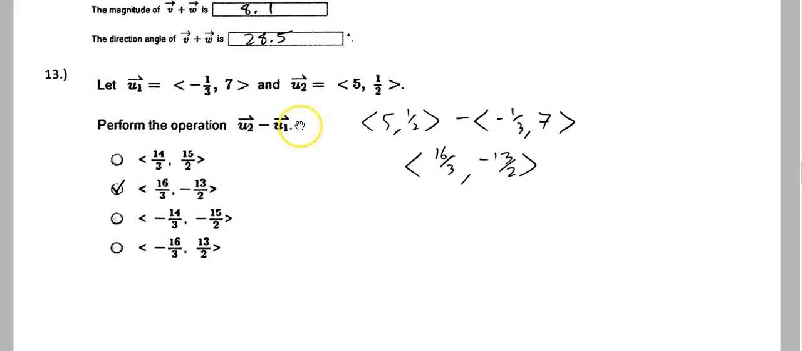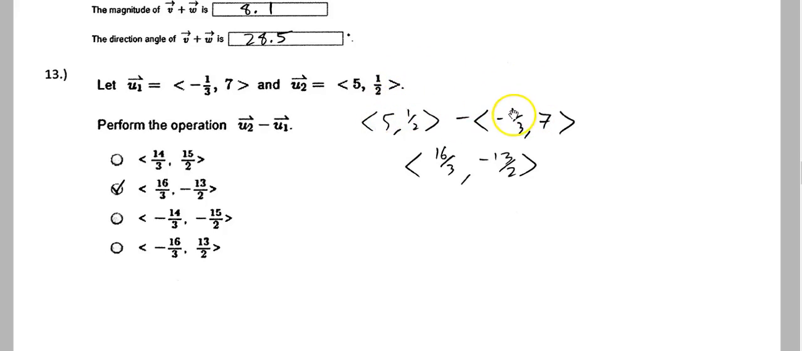Here we've been asked to just add or subtract some vectors, but they've given us uglier numbers to work with because we do have some fractions in here. So they said to do u2 minus u1. So here's u2, and then I subtracted u1. You're still only affecting the x components and the y components separately.